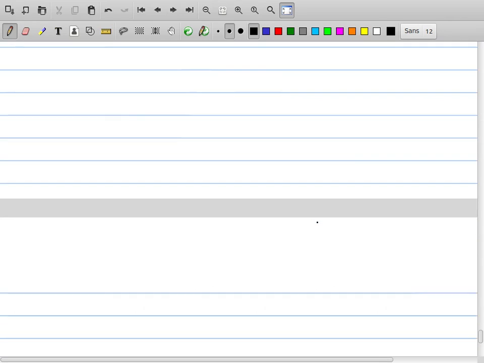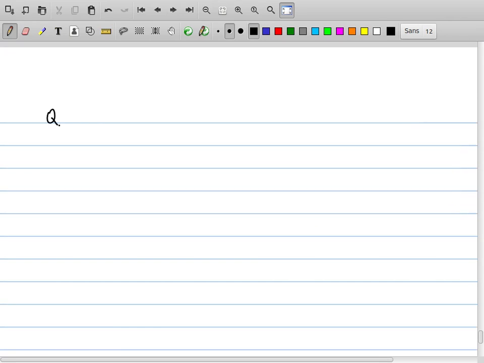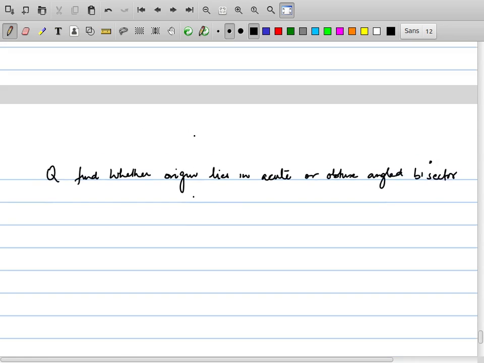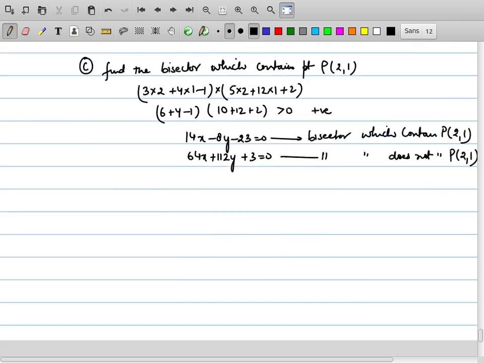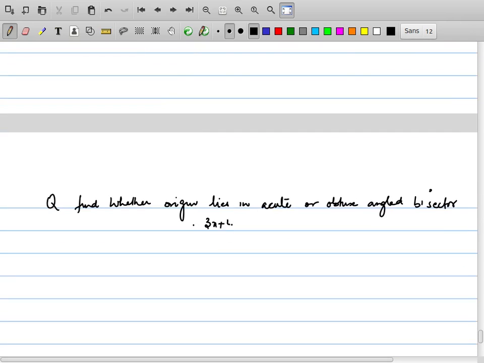Now let's take one more question. Find whether the origin lies in the acute or obtuse angled bisector. And the equations are the same. What were the equations? 3x plus 4y minus 1 was 0, and 5x plus 12y plus 2 was 0. I guess this was the equation.